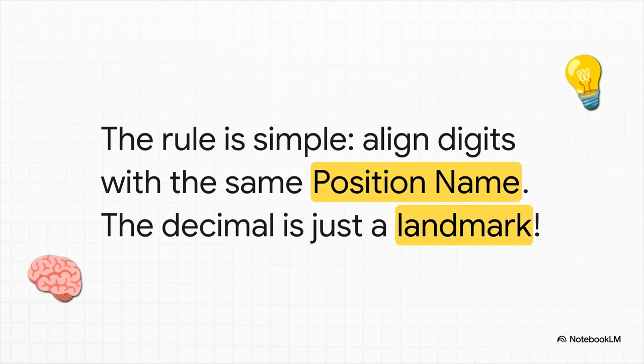And what about adding and subtracting? We always say line up the decimals, but that's not really the rule. The real rule, the one that never breaks, is that you have to align the digits that have the same position name. You put the units with the units, the tenths with the tenths, the hundredths with the hundredths. And when you do that, guess what? The decimal points just magically fall into line because they always live in that space between the units and the tenths. The decimal alignment is a consequence of doing it right, not the cause.